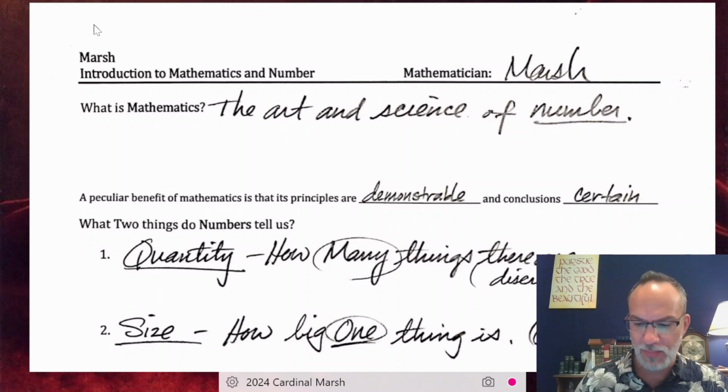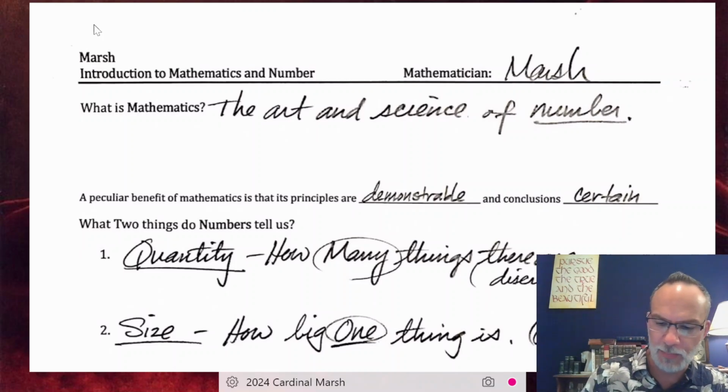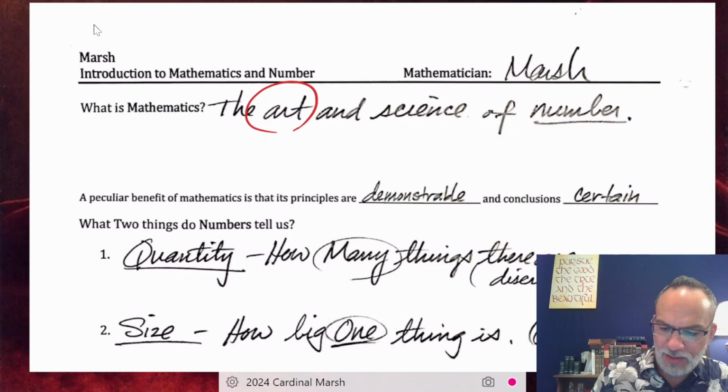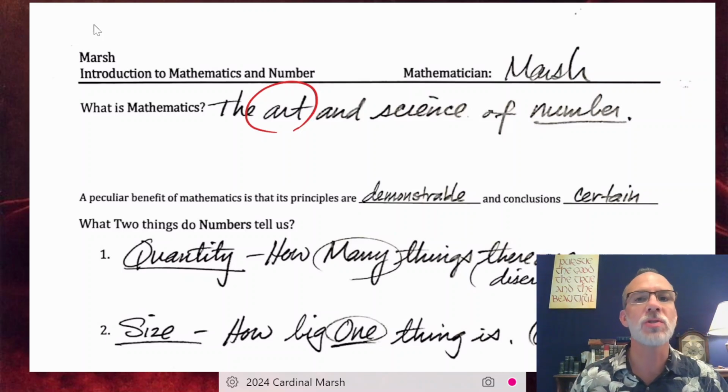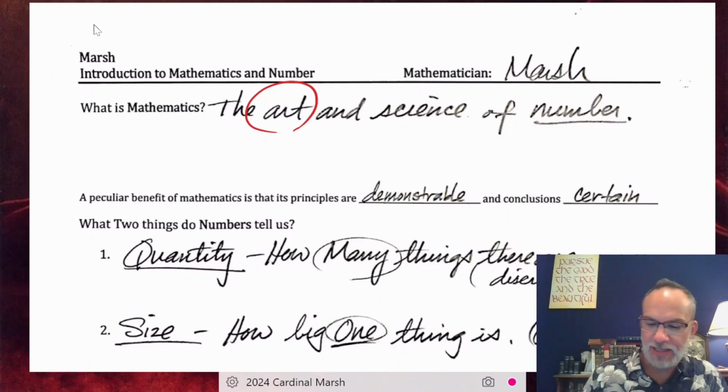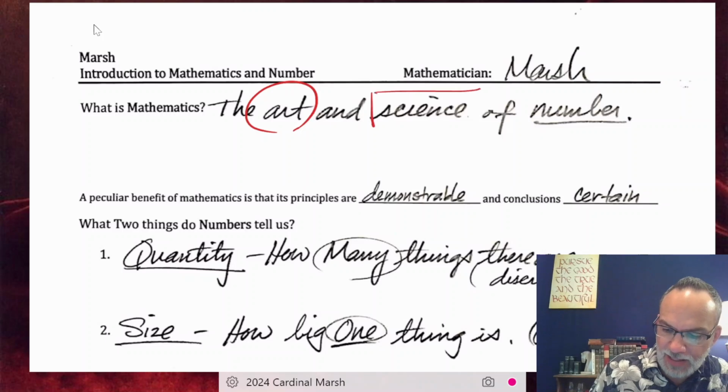So what is mathematics? There's lots of different definitions for that, but the one that we're going to use for class is this one. It's the art and the science of number. Now, when I say art, I mean something a bit different than the common usage of the term art. Most of the time people mean art like painting or ballet or something like that. And when they say science, they mean something maybe like chemistry.